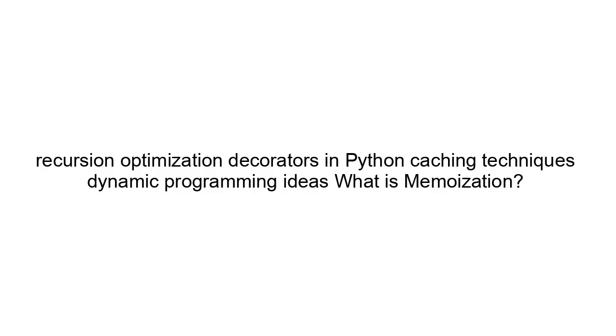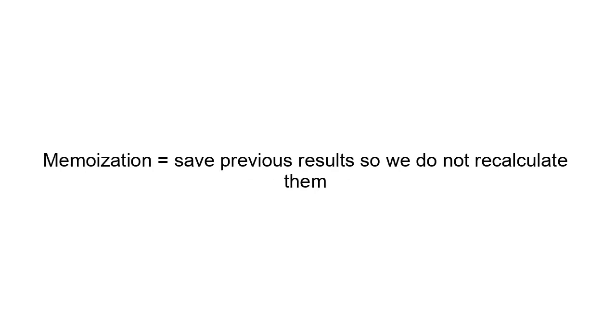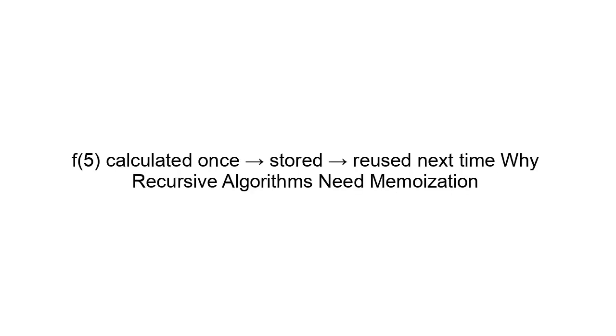What is memoization? Memoization is an optimization technique where we store the result of a function call and reuse it later when the same input appears again. In simple terms, memoization equals save previous results so we do not recalculate them. Example concept: f(5) calculated once means stored, means reused next time.